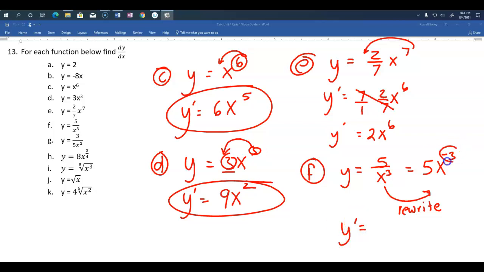Now that I've rewritten it, I can apply the old power rules we're used to applying. I can just take this and multiply it by the 5, and I get negative 15. Then I can take 1 away from my power. You've got to be careful when you have a negative power and you subtract 1 from it, it becomes even more negative. So now it's -4 as a power.